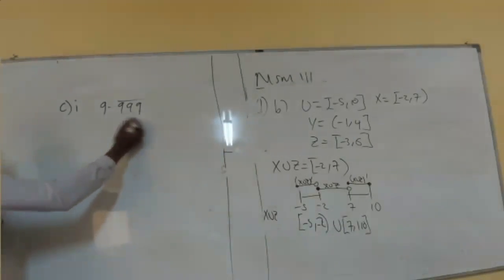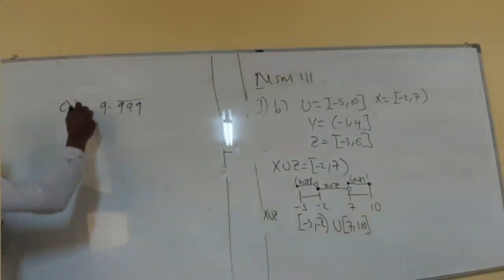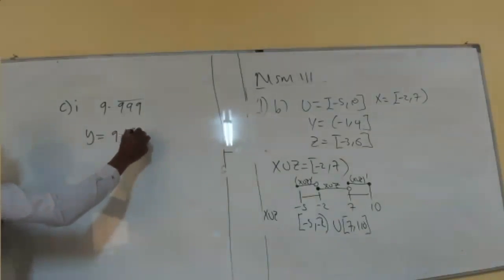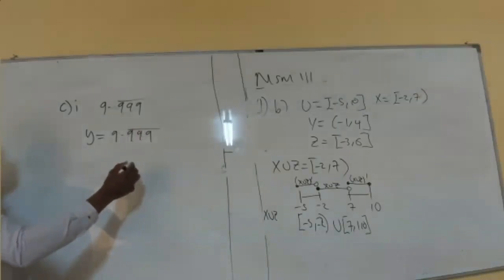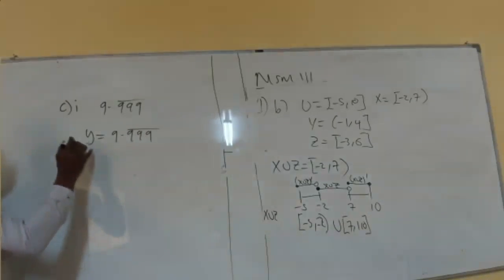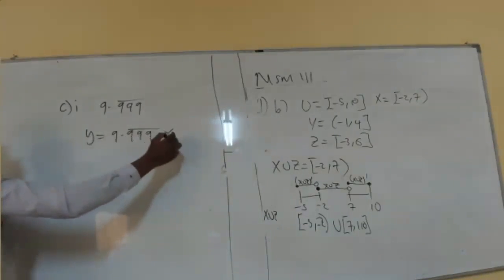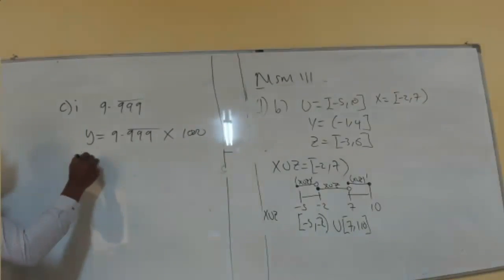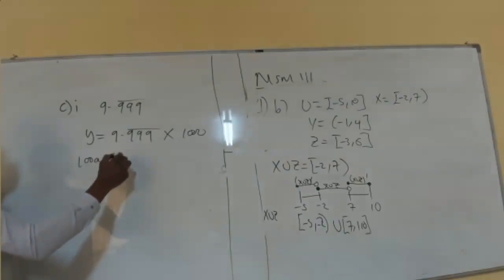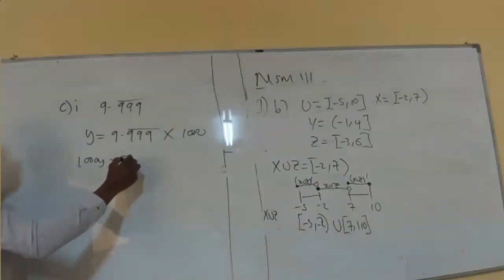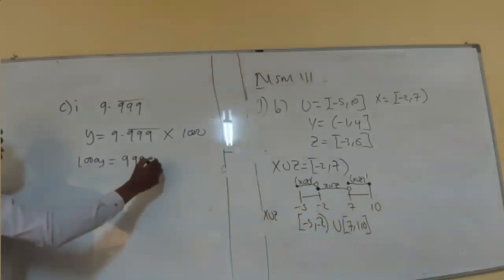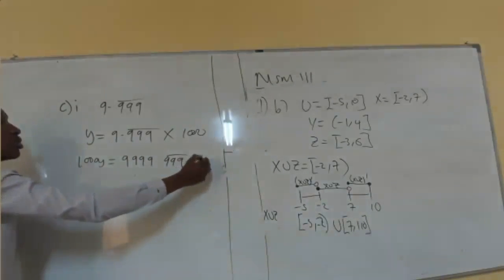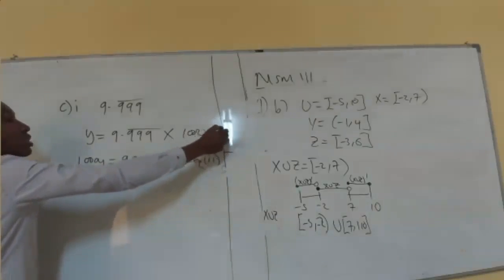So the repeating part is this. How many decimal places are here? I'll have my first equation as y is equal to 9.999 bar. Then for my second equation, I'm going to multiply the first equation by 1000 because there are 3 here. So I'll have 1000y is equal to 999.999 bar as equation 2. So this is equation 1.